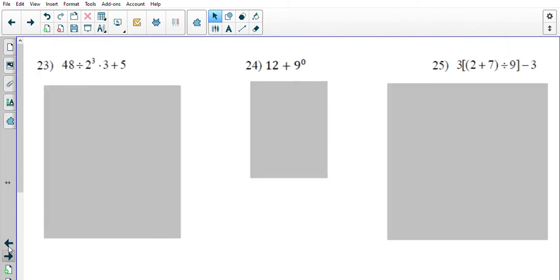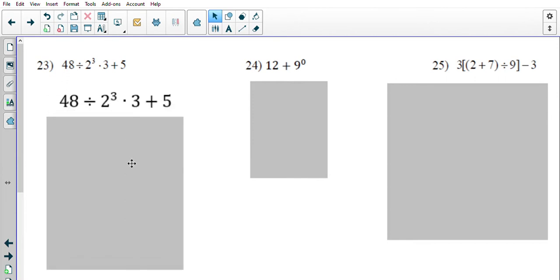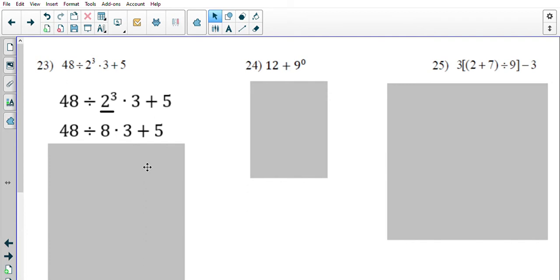All right, let's take a look at number 23. So I have 48 divided by 2 cubed times 3 plus 5. Whoa. All right, let's start with that exponent. We don't have any grouping symbols here, thank goodness. But we're going to start with this exponent here. 2 to the third power is 2 times 2 times 2, which is 8. Now I have 48 divided by 8 times 3 plus 5.